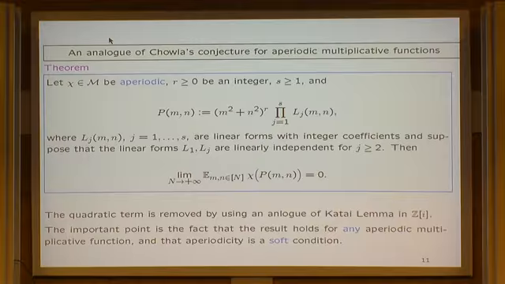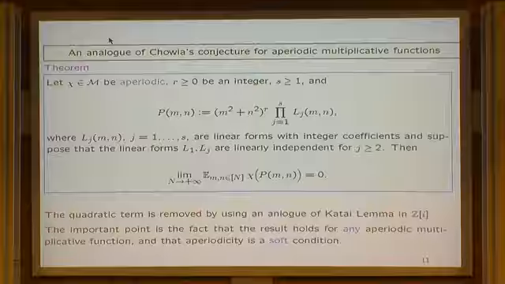So here you have two things. First, there's a quadratic term here, and to deal with this quadratic term, we need a Halász–Kátai result, but not in the integers. Instead of primes, we use primes in the Gaussian integers and so on. So it's a variation, okay? But it is not really the most difficult point.